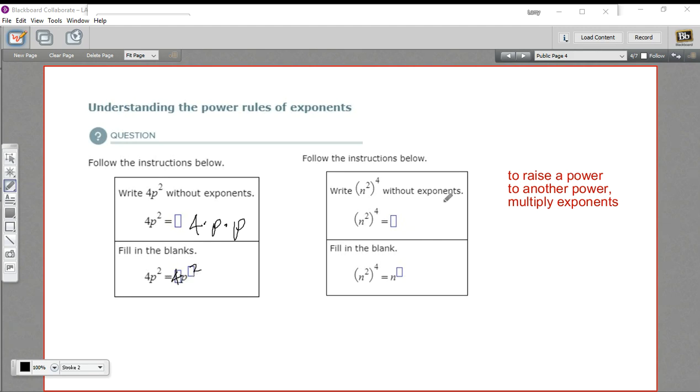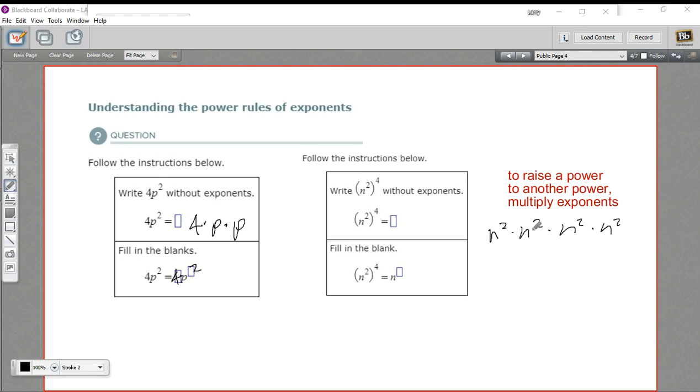Let's try that same set of steps with something a little more complicated. Here we have n to the second to the fourth. So let's think about what that means. When you take something to the fourth power, you multiply by itself 4 times. So that would be n squared, which is what's inside the parentheses, multiplied by itself 4 times.